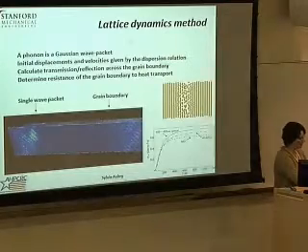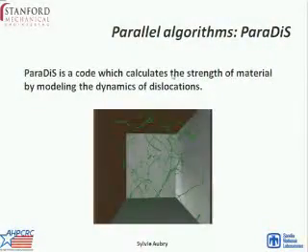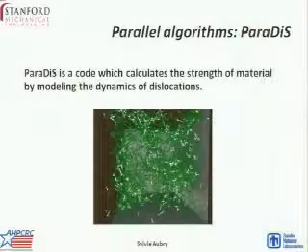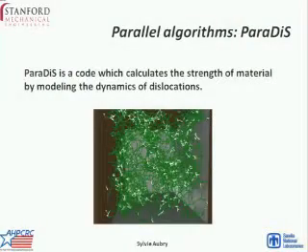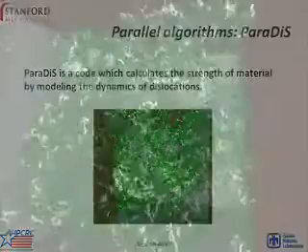All right. Okay, so now ParaDiS. Here the idea is another parallel code. The idea is to model the strength of material by modeling the dynamics of dislocations. Here it's metals, and that's an example of millions and millions of dislocations in the simulation box. And you see the white here is the junction.